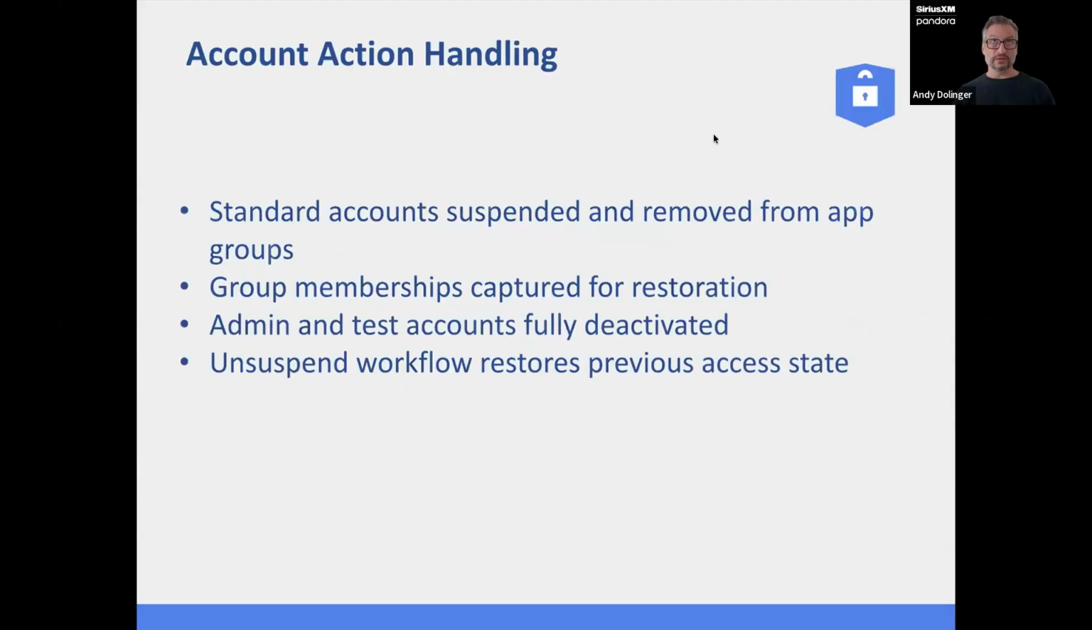So for standard user accounts, we're doing a suspension, but the suspension also has a workflow that, for certain application groups, logs them into a table within workflows, and that table has all the groups they're associated with. The reason for that is, as the bottom bullet says, for the unsuspension it'll be able to restore that based on that table. So there's a helper flow that does a suspension and a helper flow that does unsuspension.